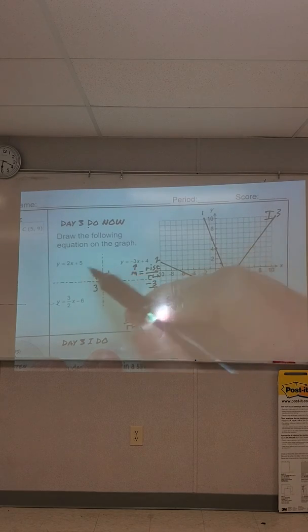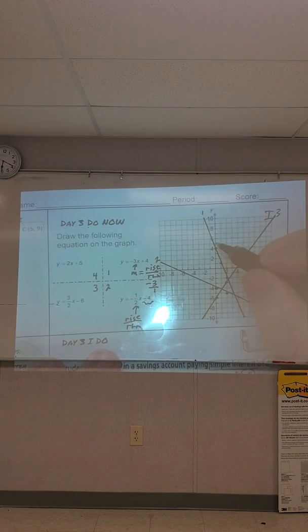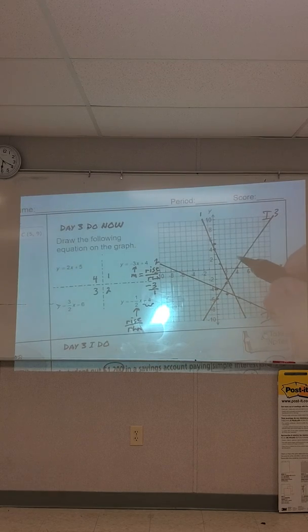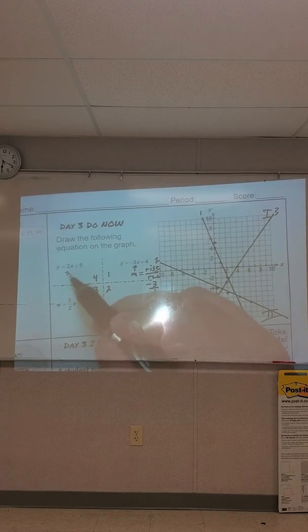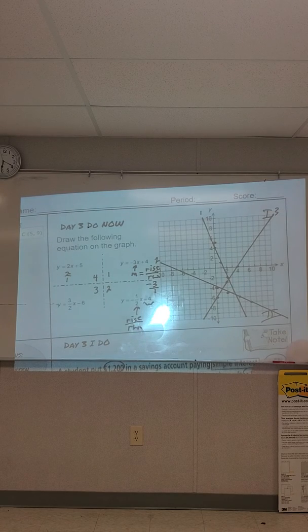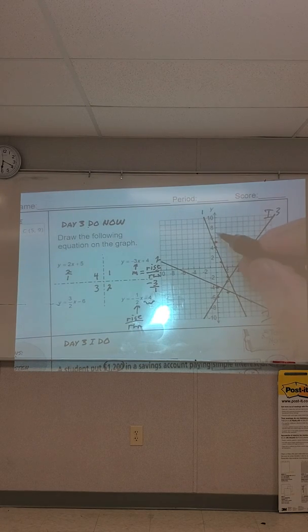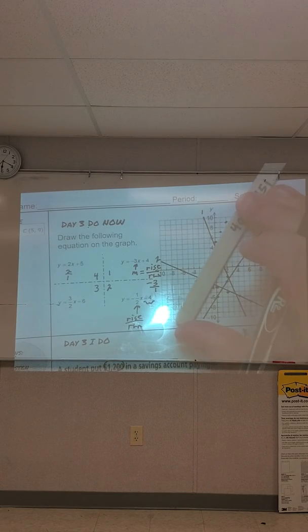Line 4. Positive 5 for our y-intercept. And then our slope is positive 2 over 1. So 1, 2, 1. Okay.